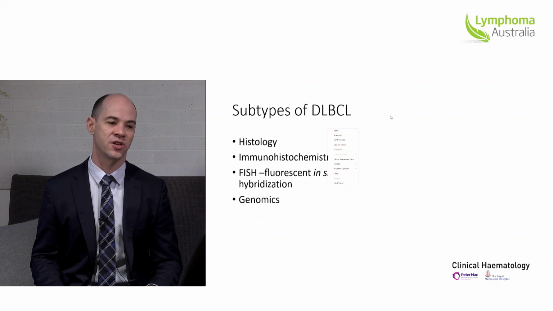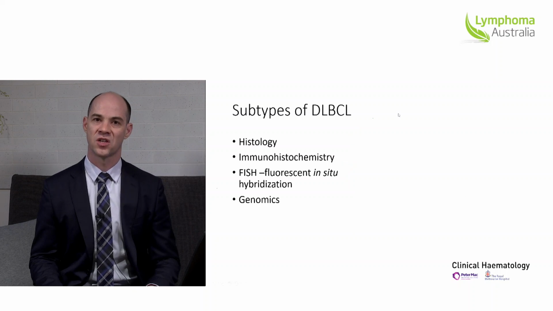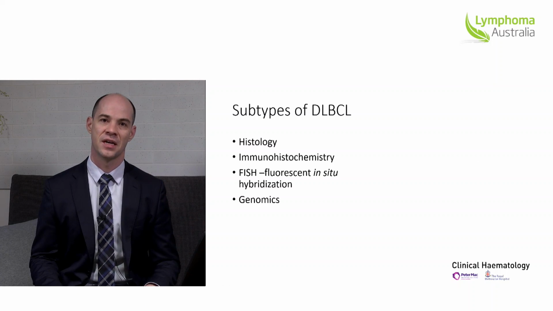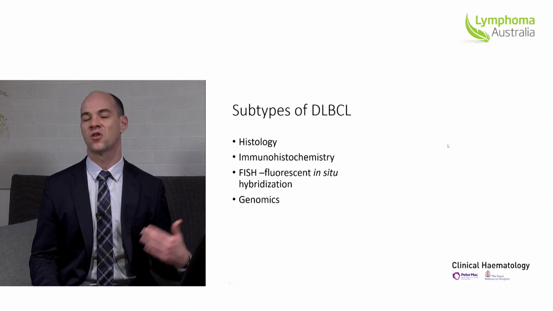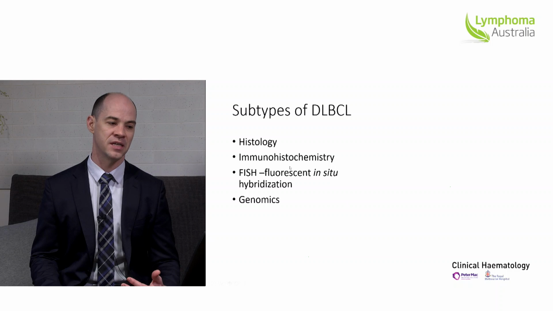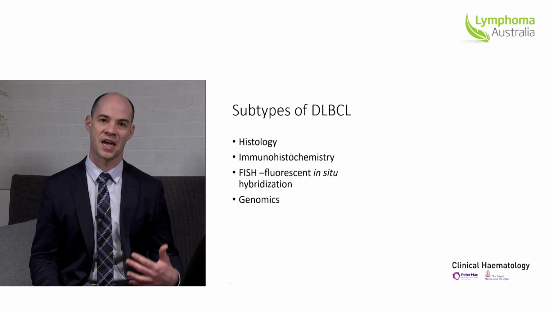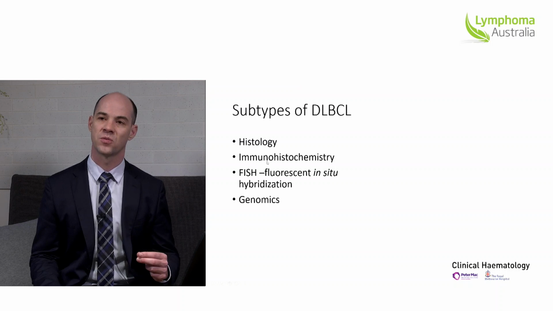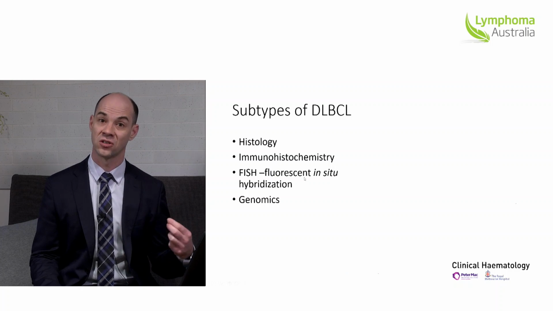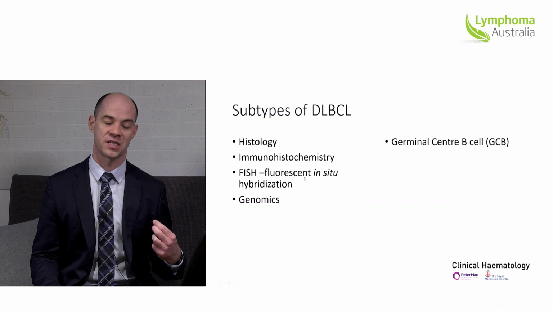Now, diffuse large B-cell lymphoma, it turns out, actually has multiple different subtypes. So when a pathologist looks down the microscope and sees a diffuse sheet of large cells, it could actually be one of several different subtypes of lymphoma, but we use this umbrella term, diffuse large B-cell lymphoma, to describe it. And the pathologist's eyes often can't tell us a lot more. We need special tests to tell us more. So histology is what the pathologist sees. Immunohistochemistry is when we use special stains on the tissue to tell us what proteins are on the surface of the lymphoma cells. FISH are when we use special stains to tell us about the genomics of lymphoma, and then we can actually do genomics and actually look at the DNA within the lymphoma cells.